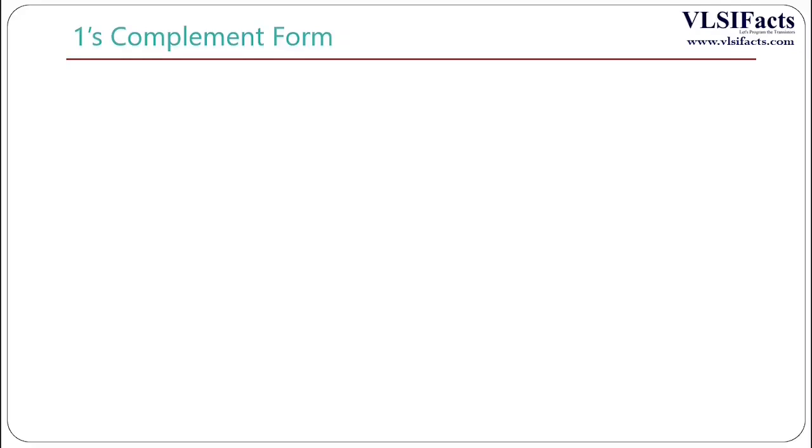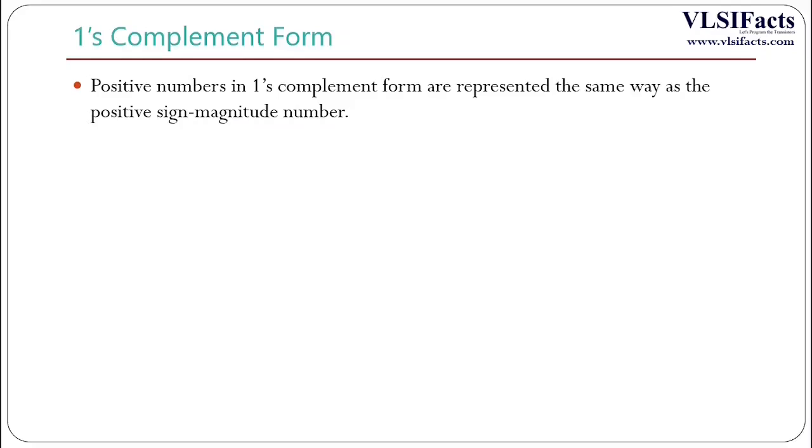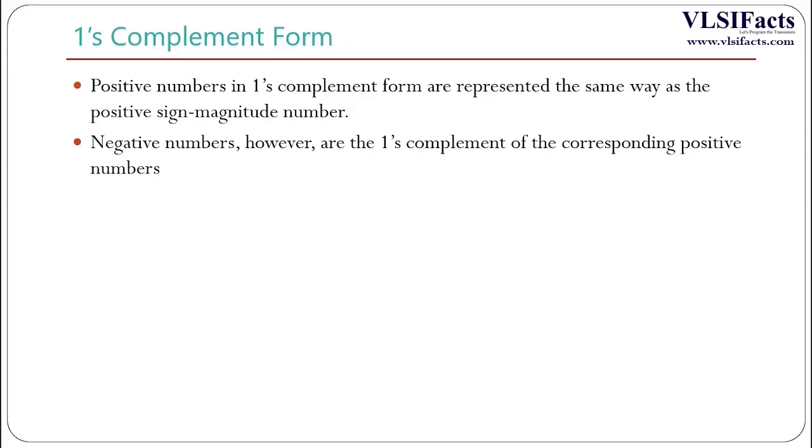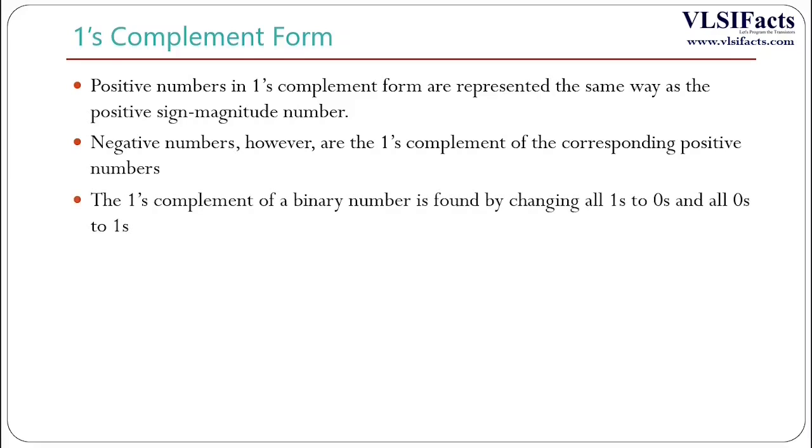Let us learn the ones complement form. Positive numbers in ones complement form are represented the same way as the positive sign magnitude number. However, negative numbers are the ones complement of the corresponding positive number. Now let us learn how to calculate the ones complement number of a binary number. This can be calculated by changing all ones to zeros and all zeros to ones. Or in other words, we can invert all the bits of a binary number to get its ones complement form.